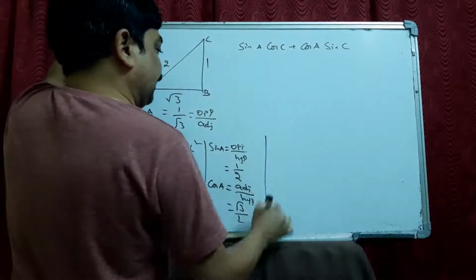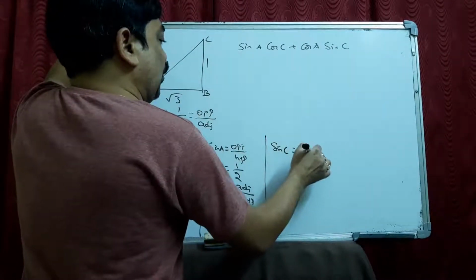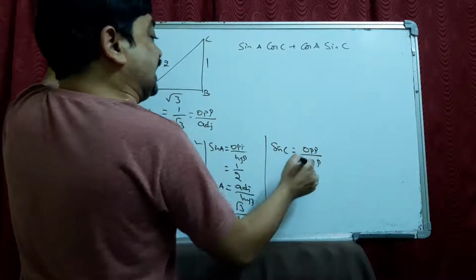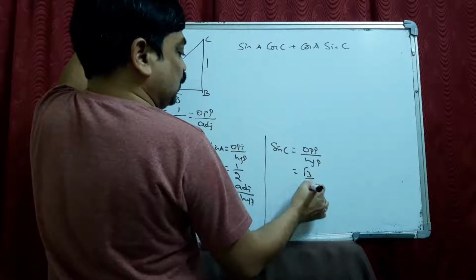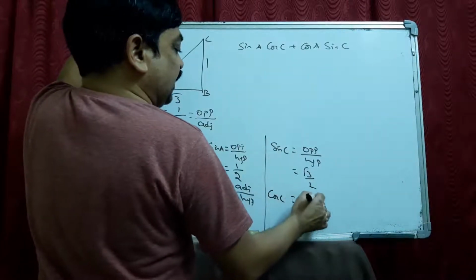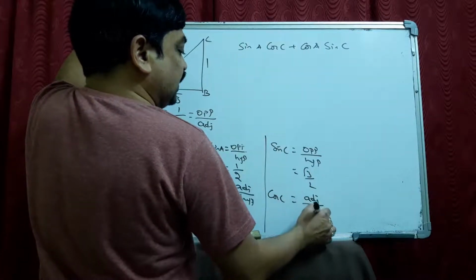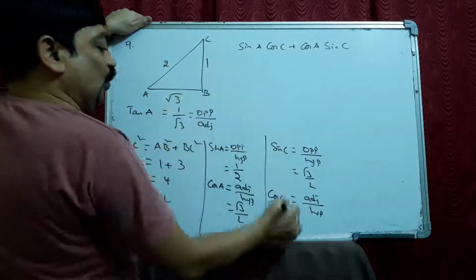Sin C is opposite by hypotenuse. Opposite to C, so root 3 by 2. And cos C is adjacent by hypotenuse. Adjacent to C, 1 by 2.